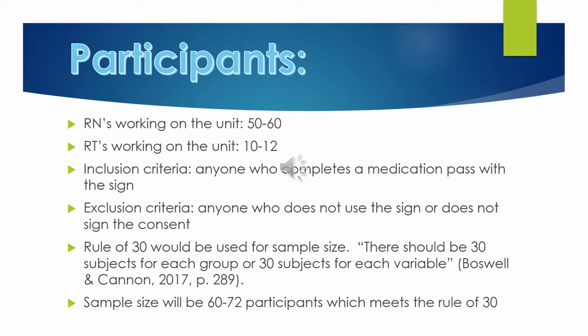The rule of 30 would be used for the sample size. The rule of 30 means there should be 30 subjects for each group or 30 subjects for each variable. The sample size would be around 60 to 70 participants, which would meet the rule of 30.